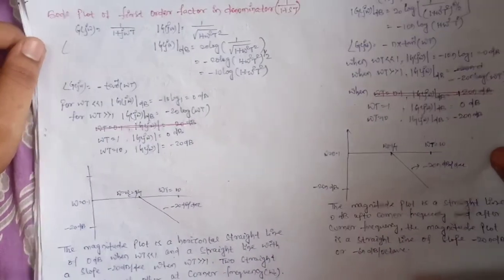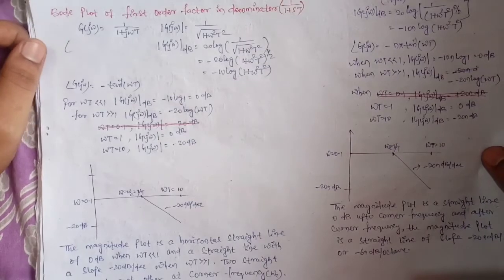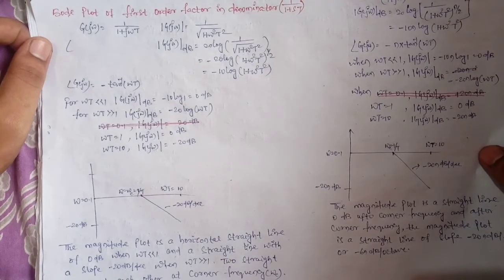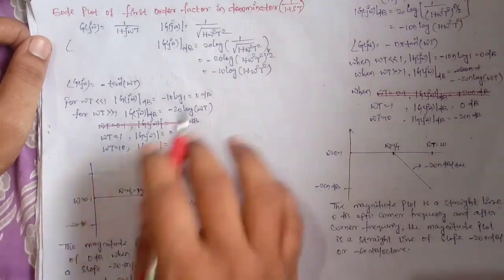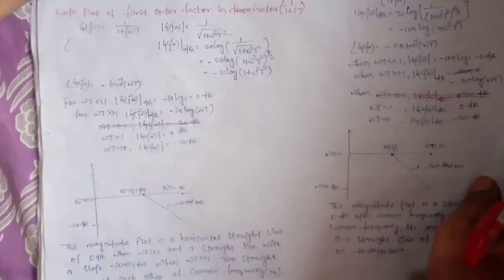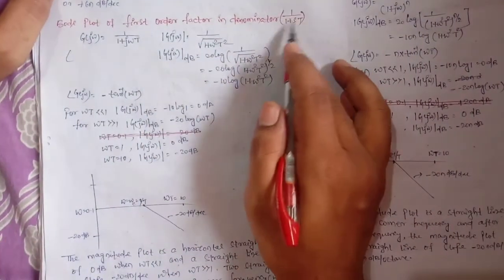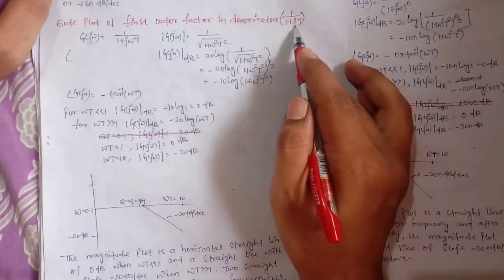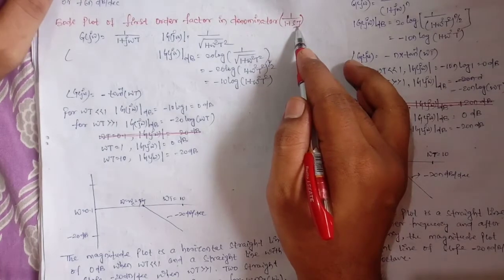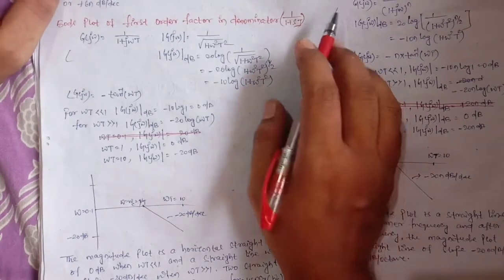Hello students, in the last video we have seen the Bode plot for constant gain k, simple pole at origin, multiple poles at origin, simple zeros at origin and multiple zeros at origin. Now we will see the Bode plot for first order factor, that is 1 by st form. That means the pole at some value. I will see how its Bode plot will look like.